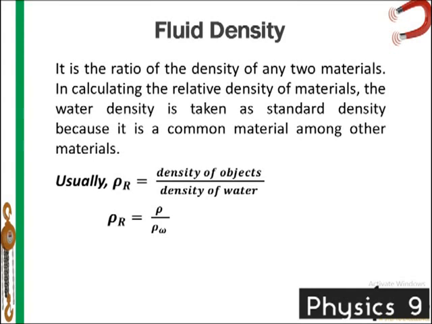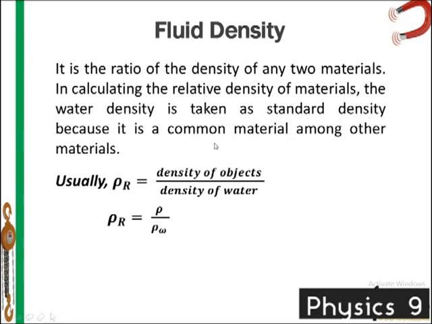Well, let's say we have the ratio of two materials, and let's say that the ratio of those two materials involves their density. So if we have the density of an object and we divide that by the density of water, then what we have is the fluid density. So in other words, in calculating the relative density of materials, the water density is usually taken as the standard density, because it is a common material among all the other materials that we're familiar with. So in other words, water is taken as the standard in terms of the density.